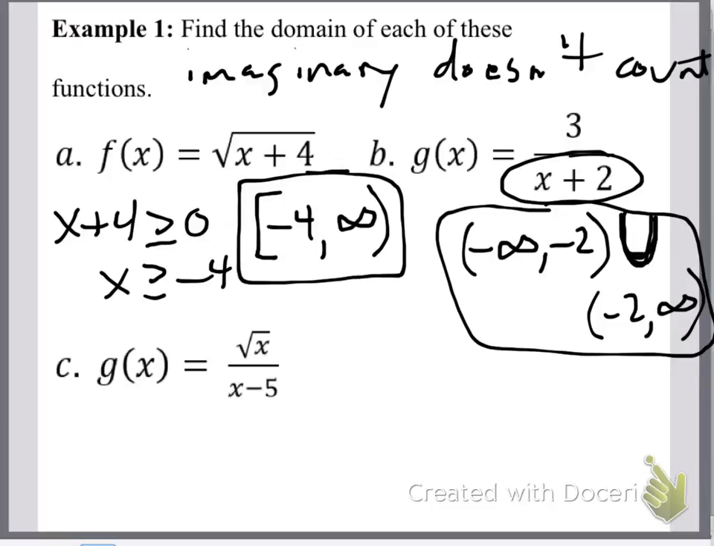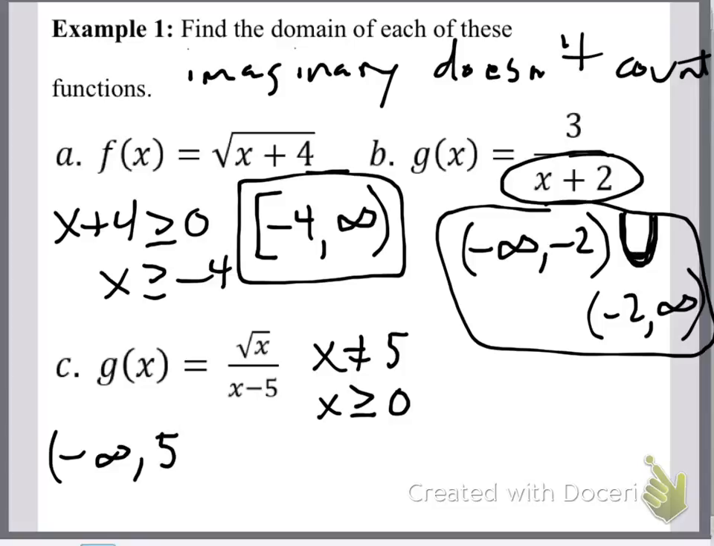All right, for the last one, this sort of combines the two. In other words, what can't x be? Well, x can't be 5 because that makes the denominator 0. And x has to be greater than or equal to 0 because of the square root on top. So now that sort of combines a bunch of things. All right, so we're going to go from negative infinity to 5.